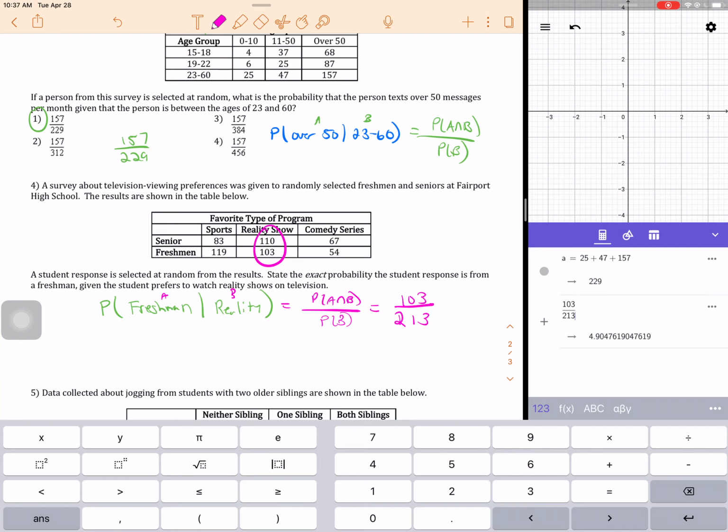If you want to put that as a decimal or a percent, that means 0.484, which is 48.4%. So that's saying out of the 213 people who picked reality TV shows, 48.4% of those people are freshmen, which means since there's only two options, about 51.6% were seniors, which would be the 110 out of 213.